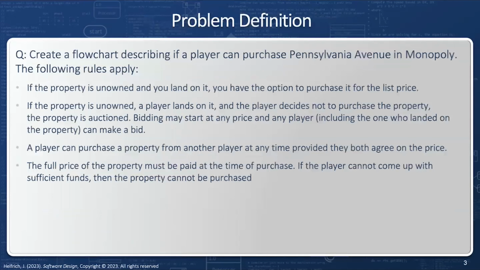So let's take a look at how this works. I want to create a flowchart describing if a player can purchase Pennsylvania Avenue in Monopoly. And I have a couple rules that apply. If the property is unowned and you land on it, you have the option to purchase it at a list price. If the property is unowned and the player lands on it, the player decides not to purchase the property, then it's auctioned, or I could purchase from another player, and I have to pay the full price, basically, at purchase time. So that's basically what's going on.